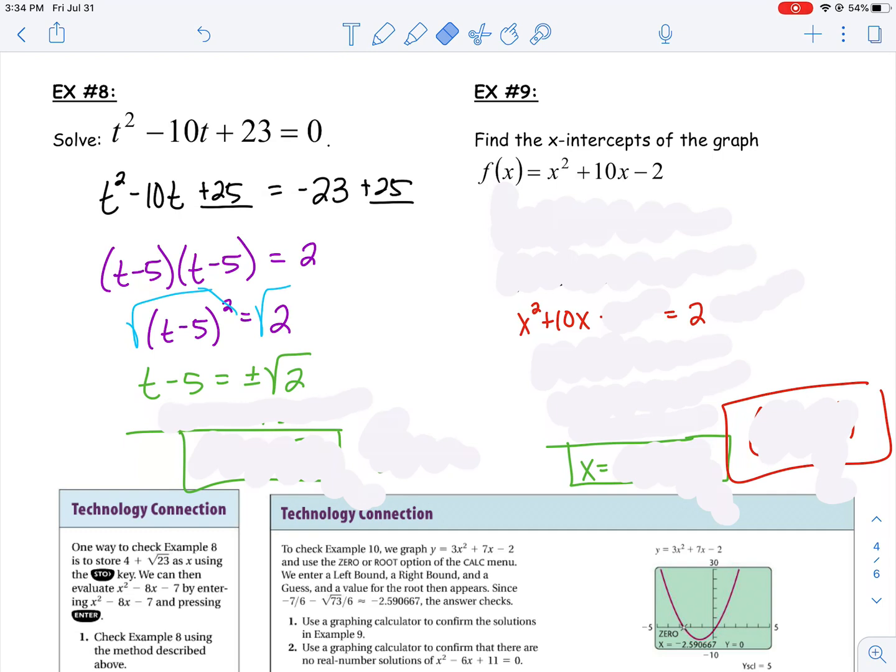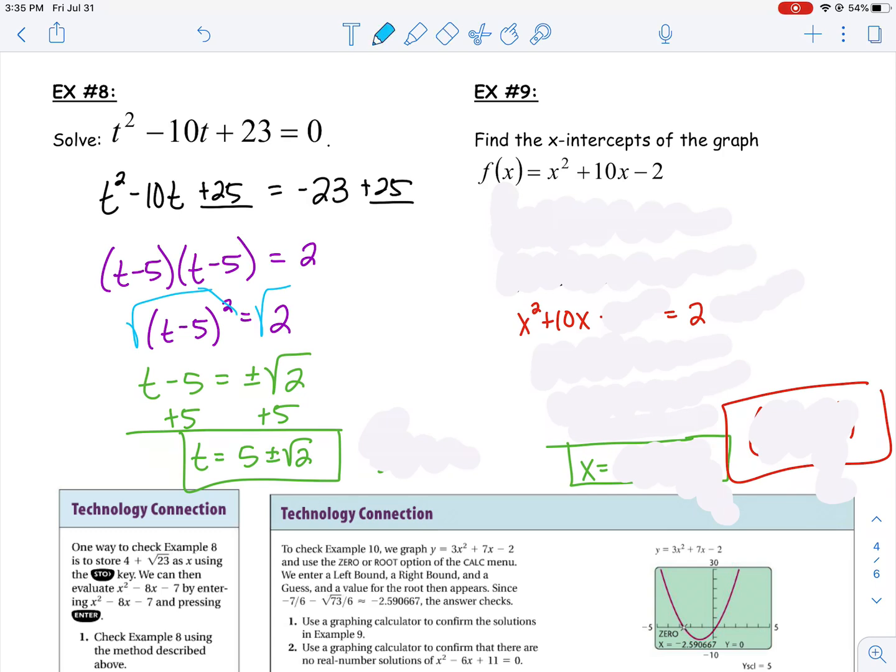I still want to get that minus 5 away. So let's go ahead and add it to both sides. Be careful not to combine the 5 and the 2 because they're not like terms. But I can go ahead and say then that t equals 5 plus the square root of 2 and 5 minus the square root of 2.